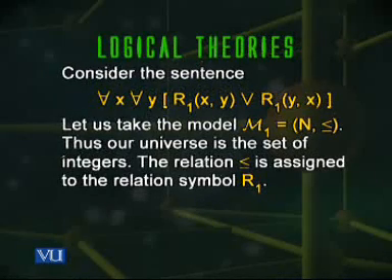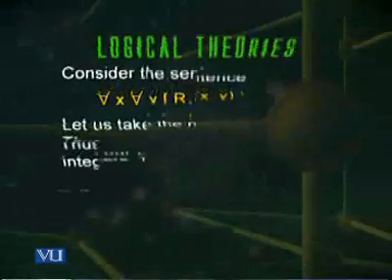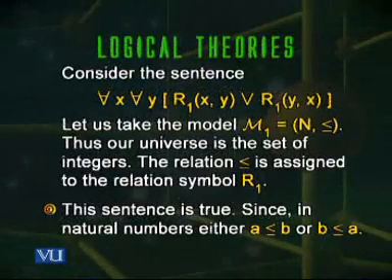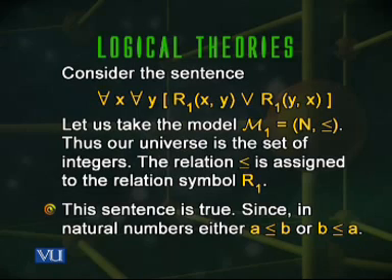Let us take the first model M1, where the universe consists of all natural numbers. So right now we are saying that the variables can take values over natural numbers. And the only relation in this model is the usual less than or equal to relation. So R1 corresponds to the relation less than or equal to. So R1 of A comma B is the same as A is less than or equal to B.